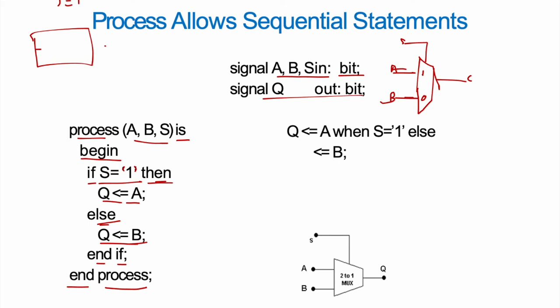Now here, another alternative way of writing it is simply assign Q to A when S is equal to 1, else assign Q to B. So that's a shorthand of writing it, and that creates the same multiplexer circuit that we looked at. And remember, this is just the internal architecture of it. It's not the whole circuitry of the code.